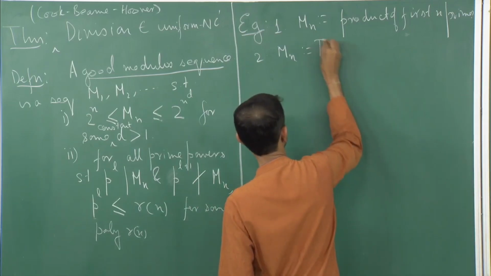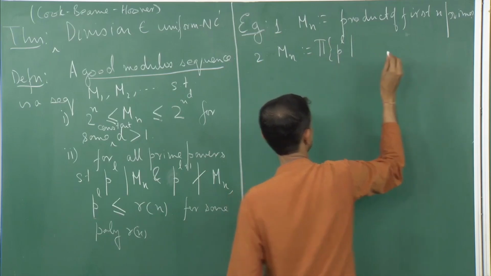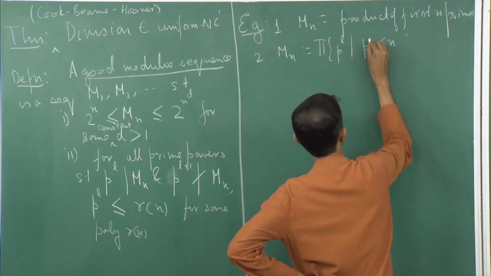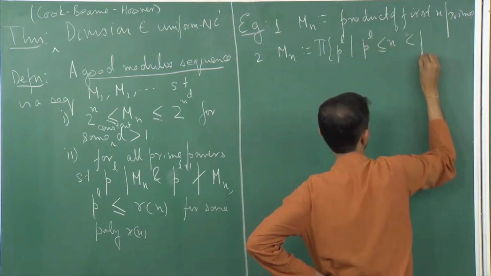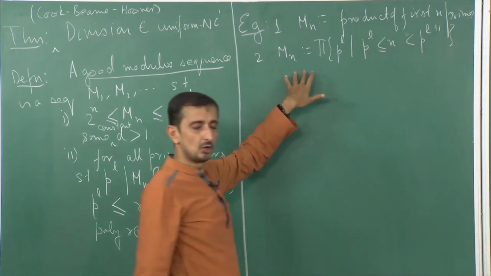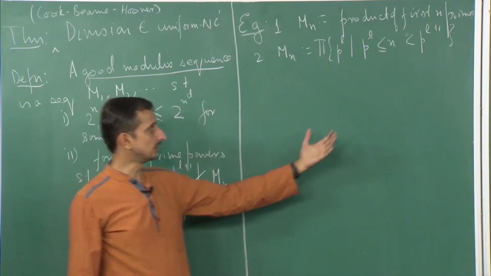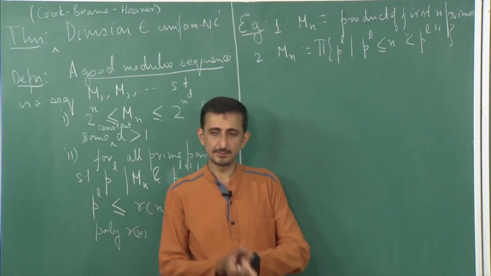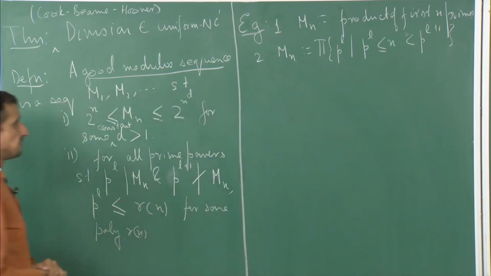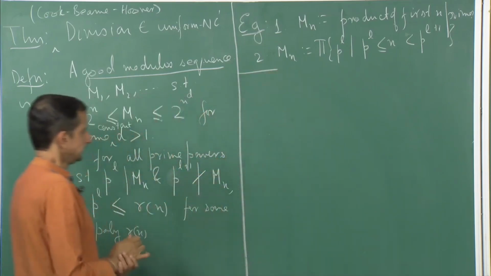So the product of the elements in this set p raised to the power l such that n is between p raised to the power l and let us say p raised to the power l plus 1, okay. So for every n, look at the highest prime power that is less than or equal to n, okay, and take a product of all these prime powers. So this also can be shown to be a good modular sequence, okay. But anyway, so this is just an aside.